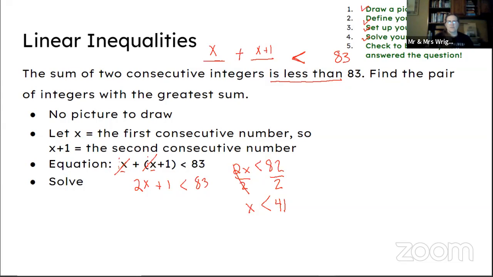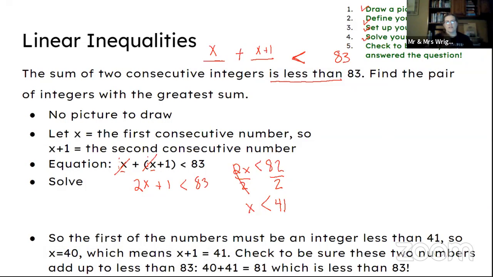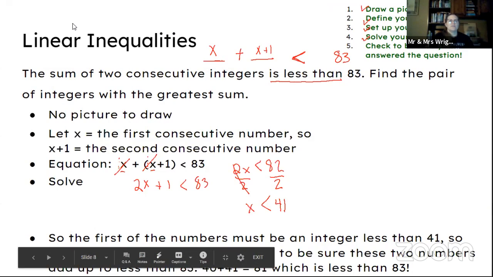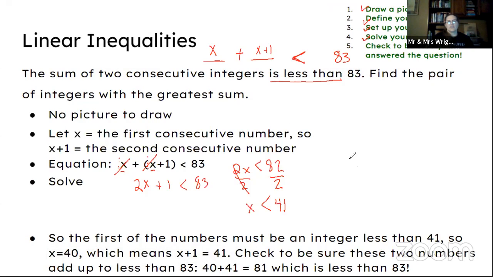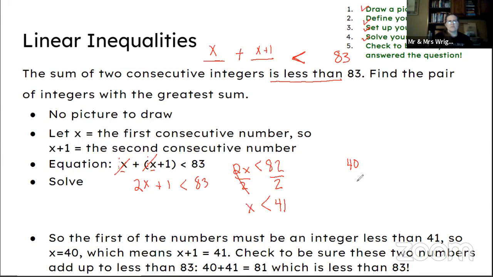So the first number is an integer that's got to be less than 41. It cannot be equal to 41. It has to be less than 41, right? Because it doesn't say less than or equal to. It simply says less than in this case. So my first integer that's the greatest but less than 41, so it meets all those qualifications, is going to be 40. So X is going to equal 40.